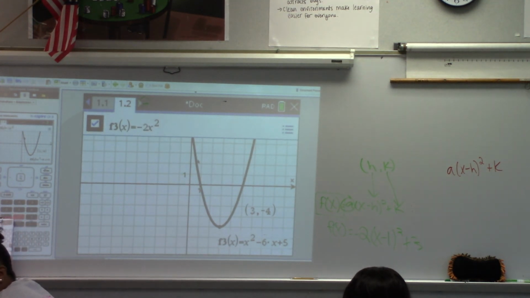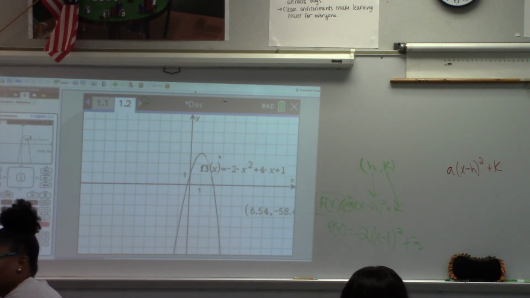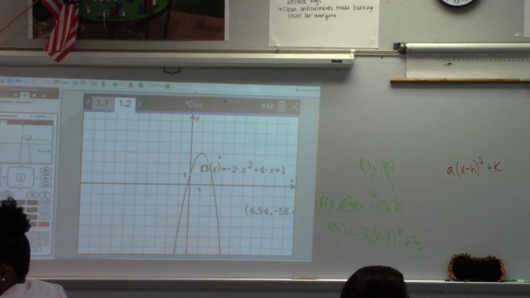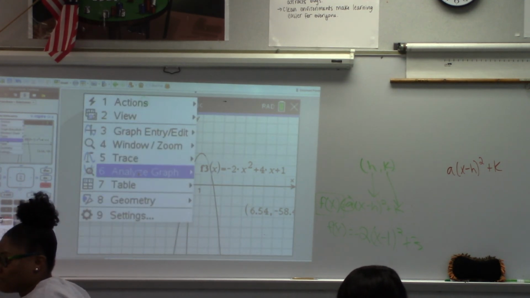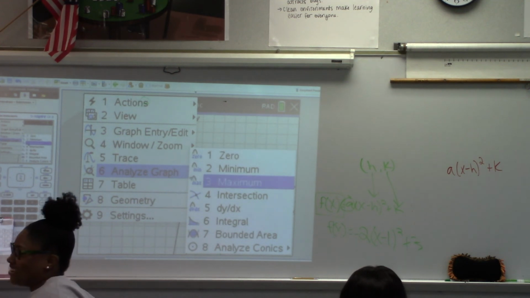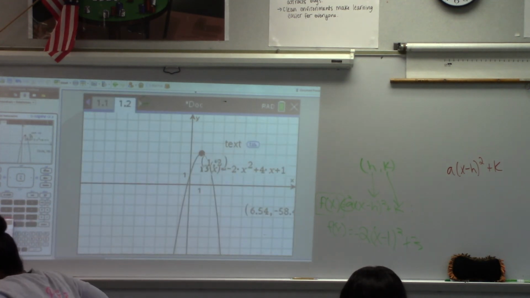Negative 2x squared minus 4x, plus 4x. Okay, so after I did this, Jaquan, what'd you do? What'd you have to do after you graphed it? You hit the menu button, because what are we doing with this menu button? Because we're looking for that vertex, right?